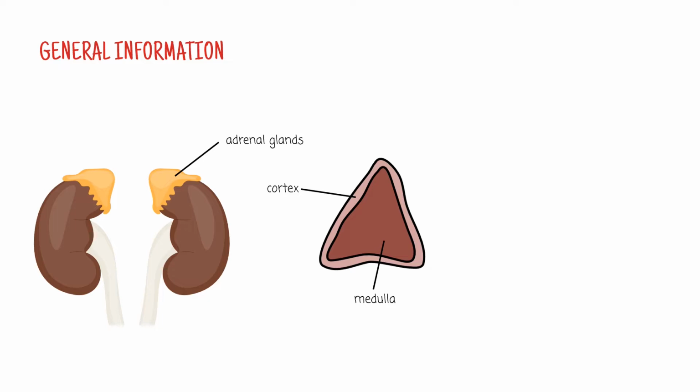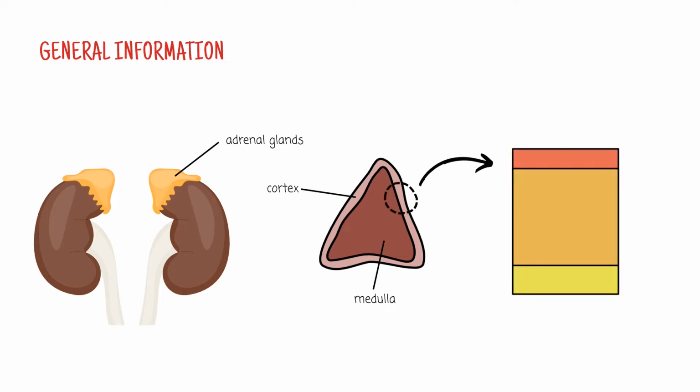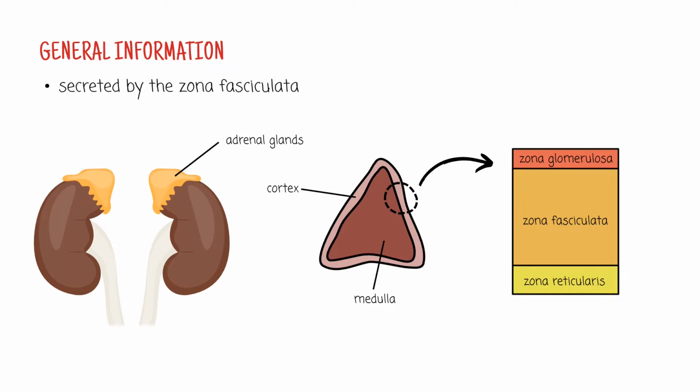The cortex itself consists of three parts, zona glomerulosa, zona fasciculata, and zona reticularis, and each secretes a different hormone. For us, the zona fasciculata is important because it secretes cortisol. Cortisol is classified as a glucocorticoid.